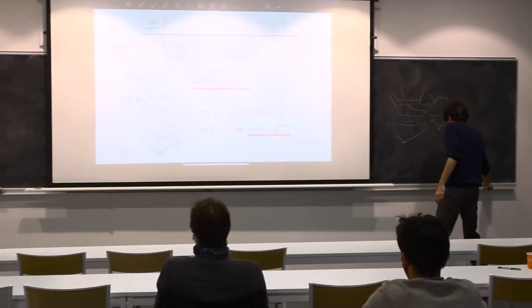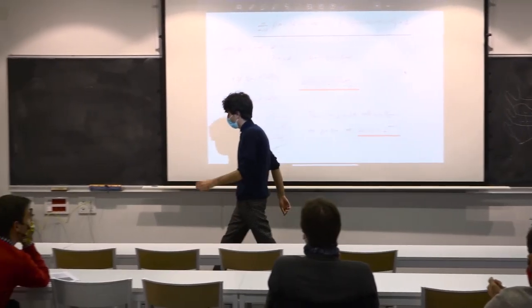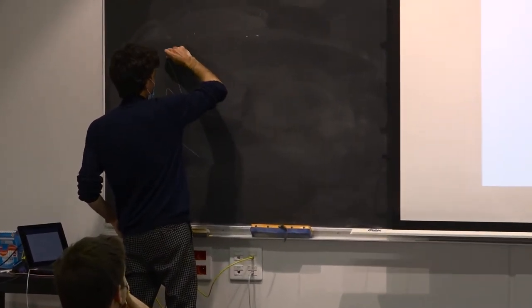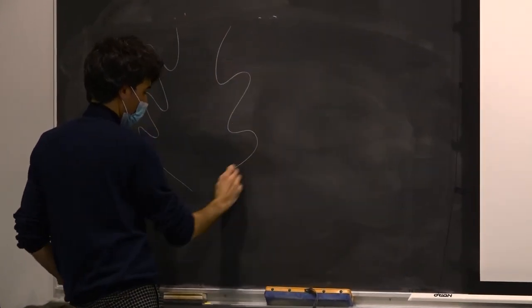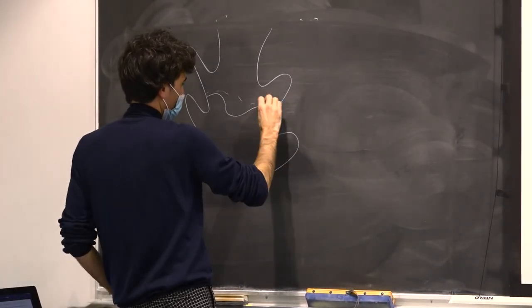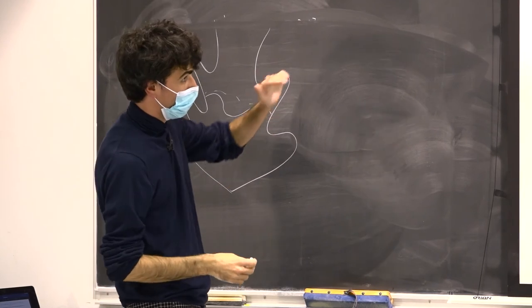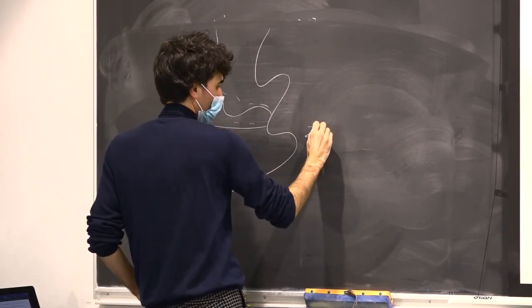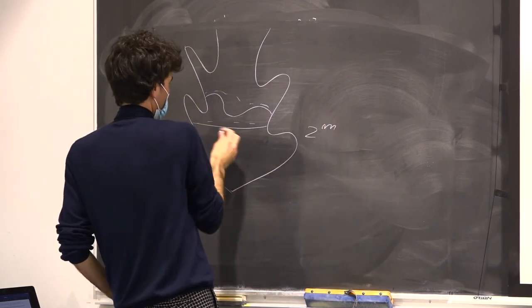Okay. For some A here, we consider the levels M, so that you have here 2^M.